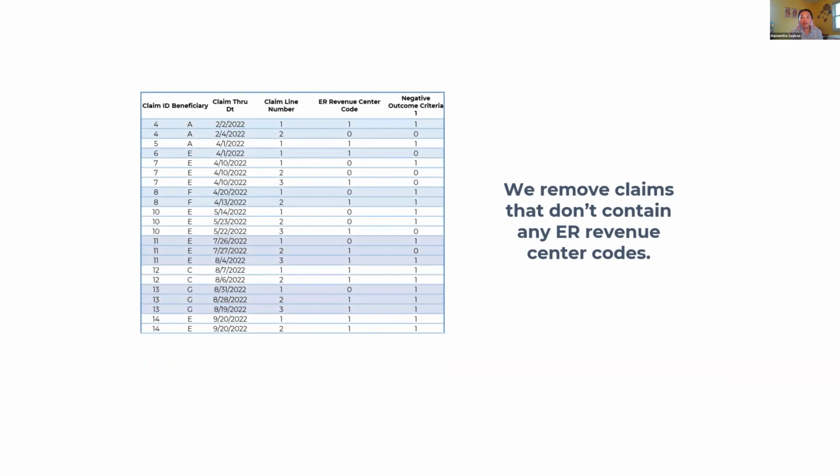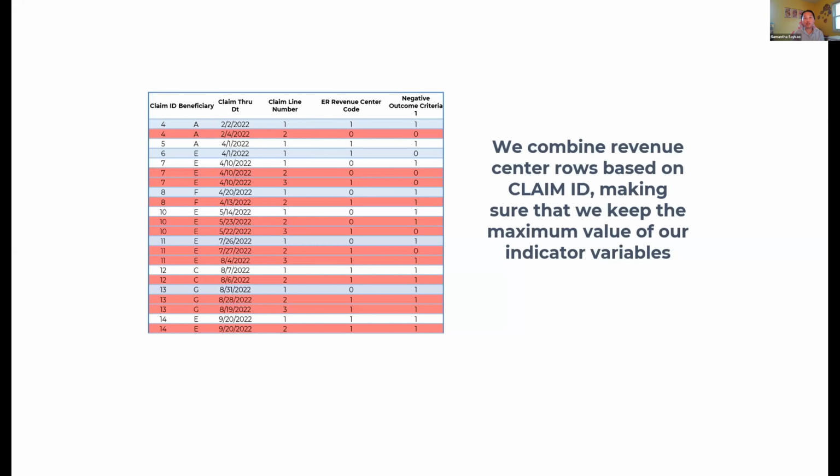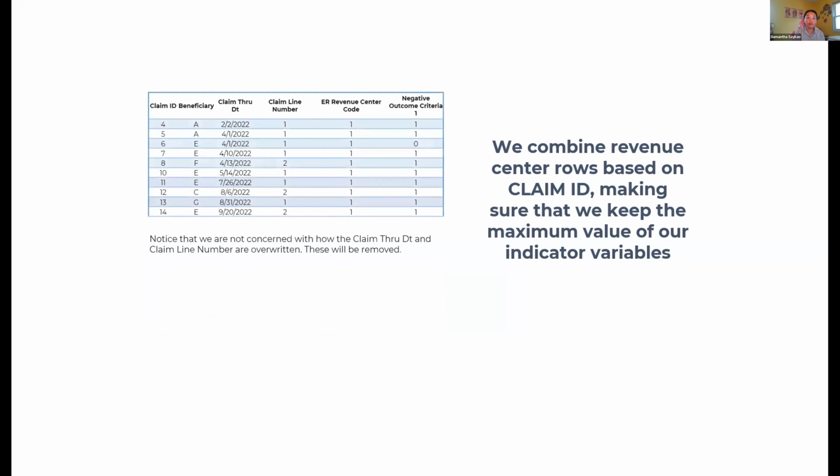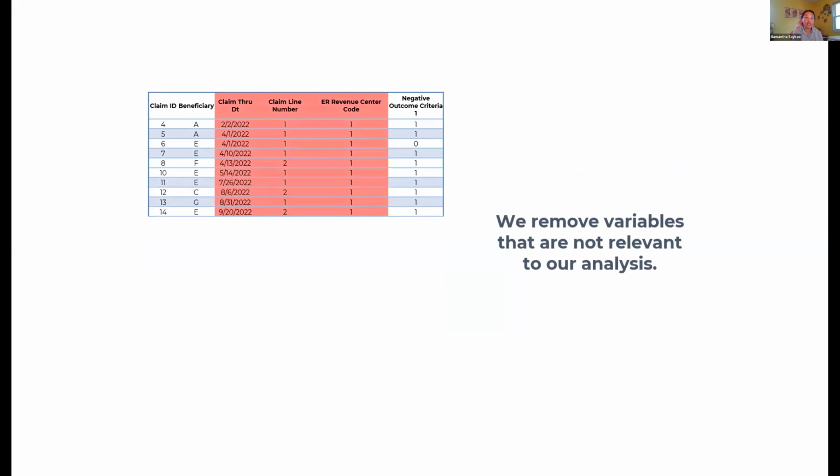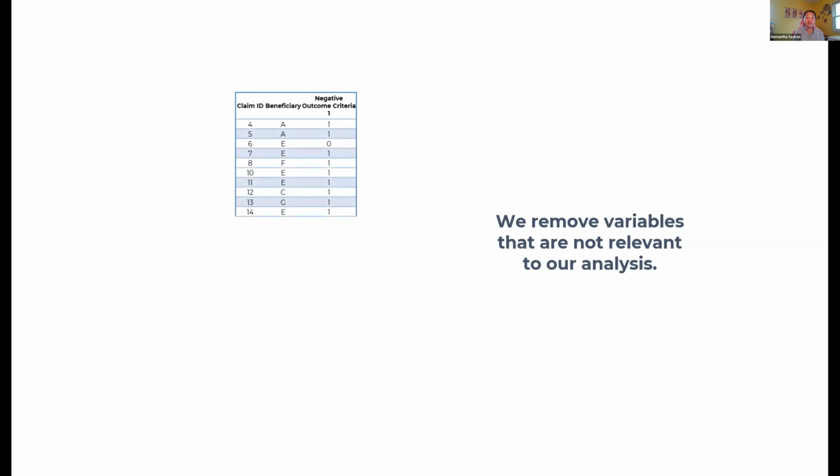And this is what we end up with. We're keeping the max value because we want to make sure it's not overwritten in such a way that a 0 overwrites a 1. We want the 1s to overwrite 0s. And so that's the table that we have. Notice here, we're not really concerned with how claim through date and the claim line number are overwritten. We're going to remove these later. And then we remove variables that aren't related to our analysis. And this is the final table that we end up with.